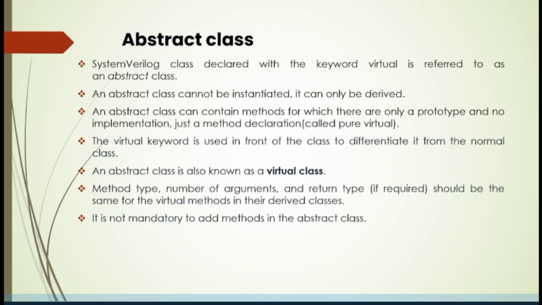In today's class, we are going to discuss one of the important properties in SystemVerilog, which is abstraction. Until now, we have discussed one property in SystemVerilog, which is inheritance, and coming to the next property, which is abstraction. There are still two more properties, which are encapsulation and polymorphism. We will be discussing them also in the coming videos.